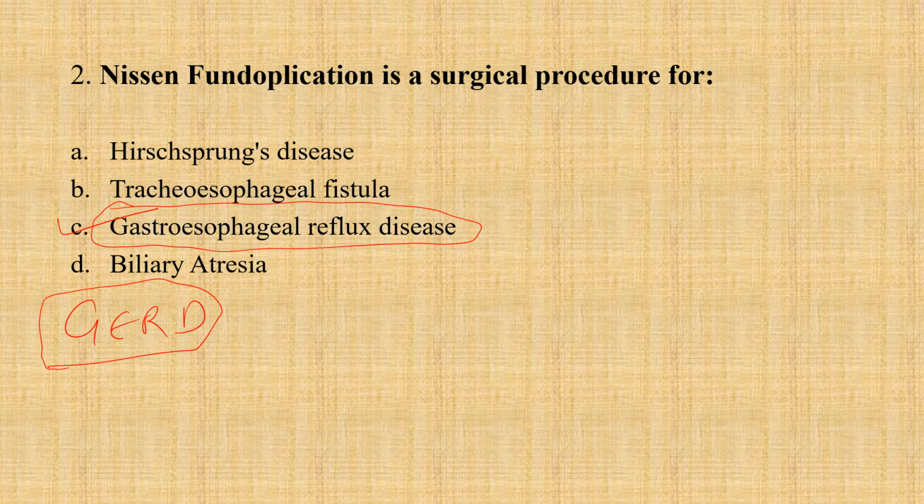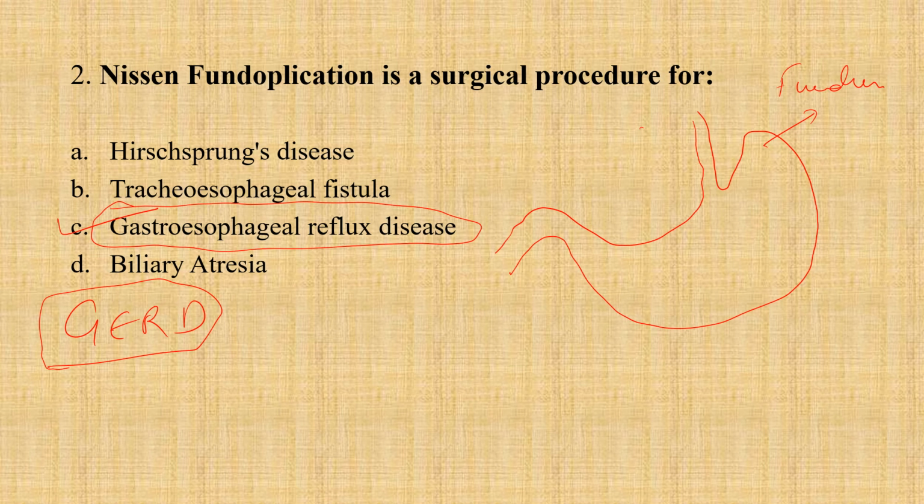So what they did in this surgical procedure, suppose this is the esophagus and this is our stomach. This is our stomach and this is the fundus of the stomach. And here we have the sphincter, which is called the lower esophageal sphincter.